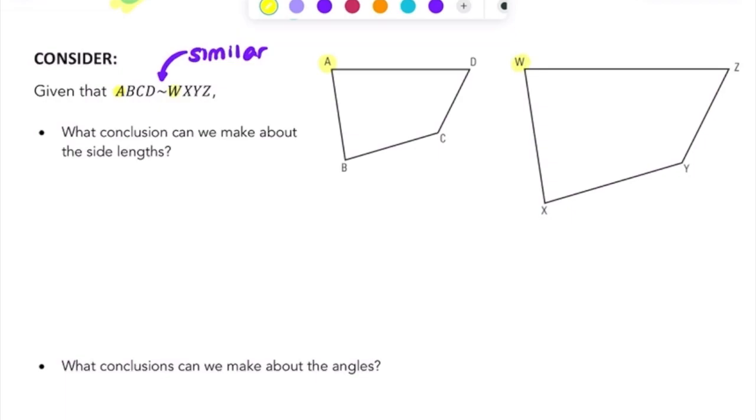Knowing that these two are similar, because of that squiggle symbol between the two names of these two shapes, will indicate that those two angles will be equal to each other, or they'll be corresponding with each other. Similarly speaking, angle B and angle X will also be corresponding to each other. And angle C and angle Y will be corresponding to each other. And angle D and angle Z will be corresponding to each other. So the order that we actually gave that name in tells us a lot of information, knowing that these two shapes are already similar, because that's what the symbol tells us in between them.